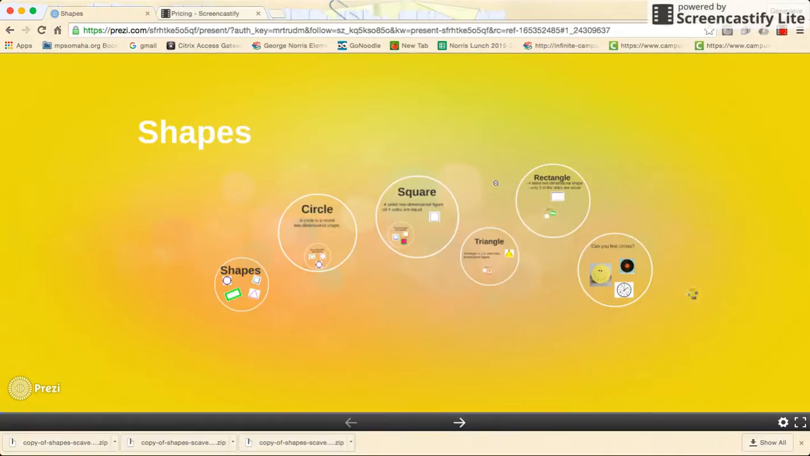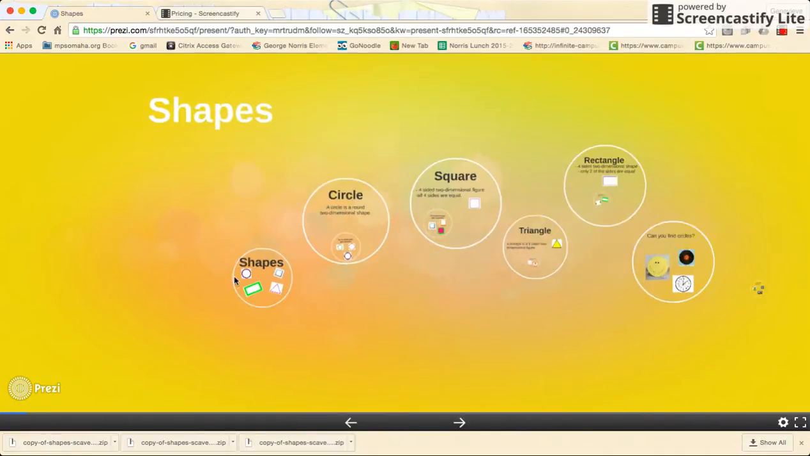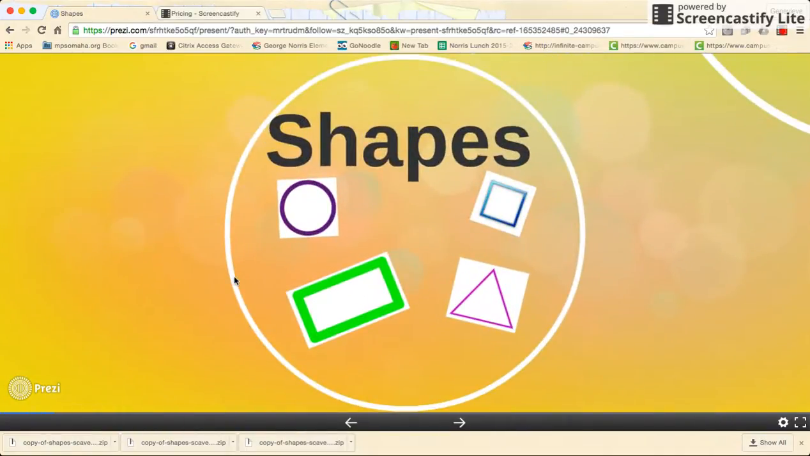All right, well, I'm excited to hear about all the shapes that you found in the classroom, the circle, square, triangle, and rectangle that you found in our classroom environment. And I'm excited to see those examples that you drew as well.